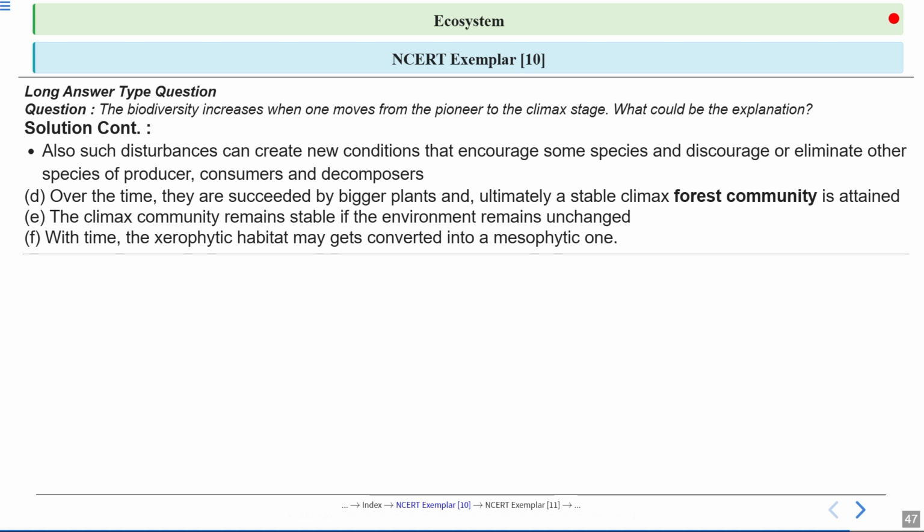Finally, a xerophytic habitat which is dry can transform into a mesophytic one which is more moderate. This transformation is similar to a desert gradually becoming a lush landscape, showing the dynamic nature of ecosystems over time. So even a xerophytic habitat can get converted into a mesophytic one, becoming a lush landscape. Clear?